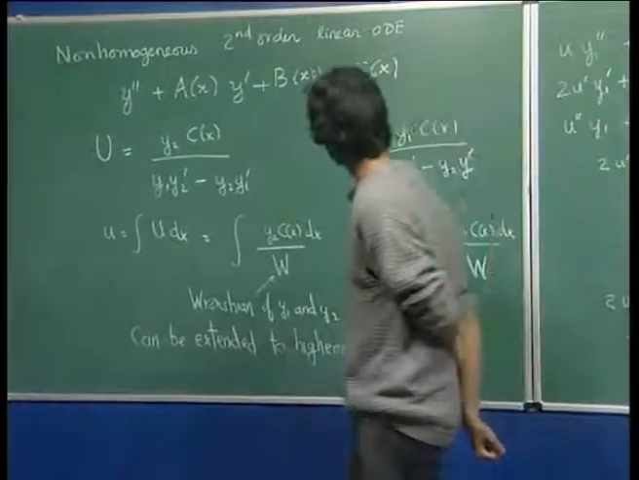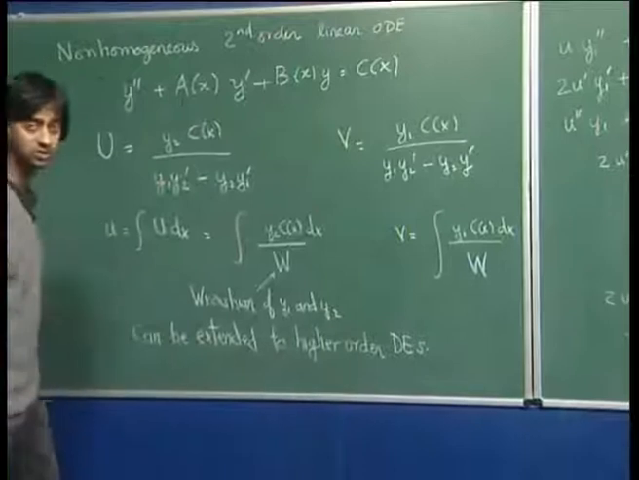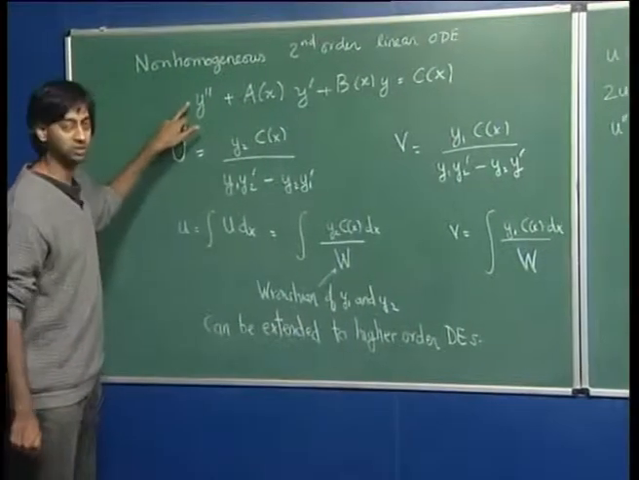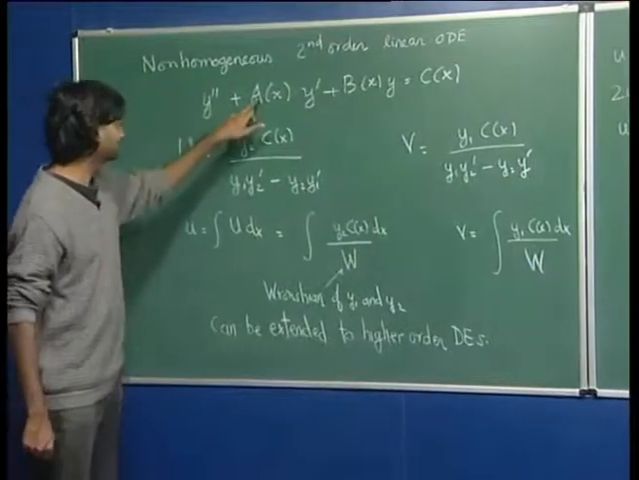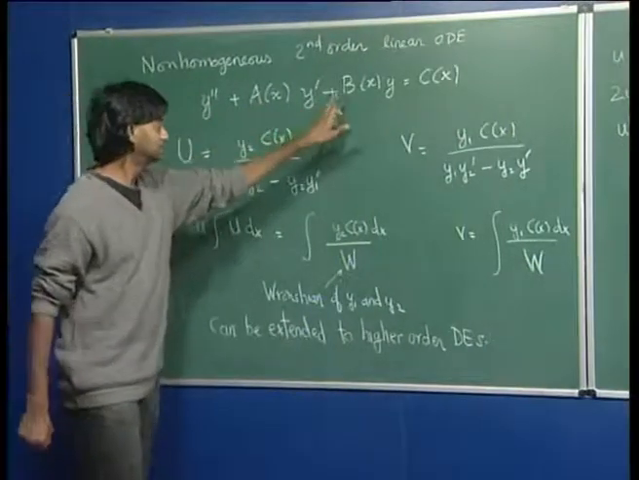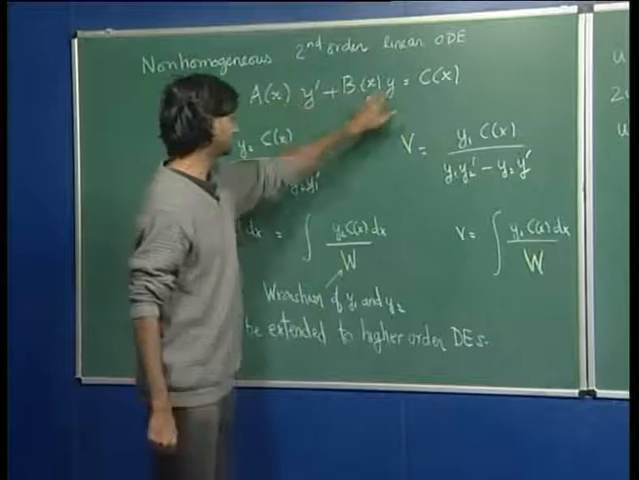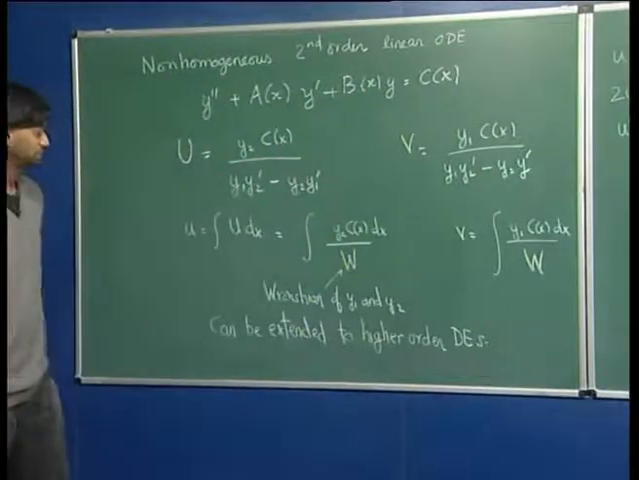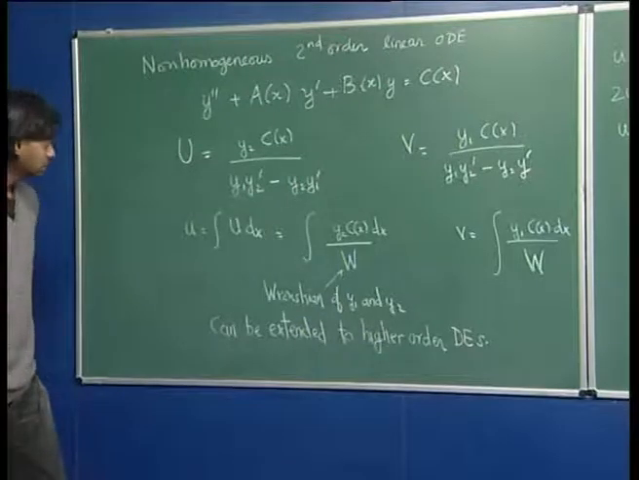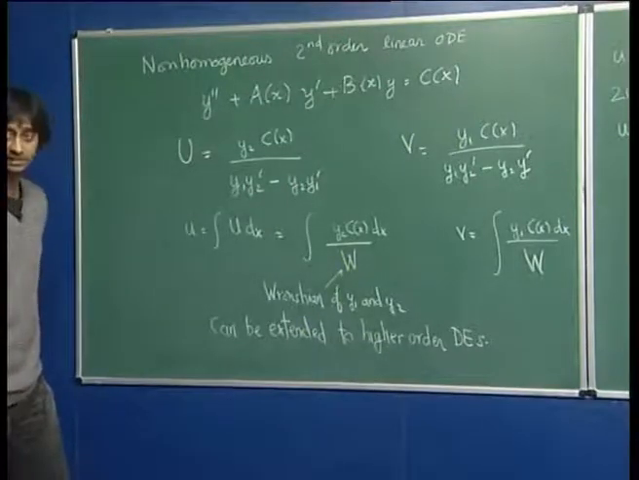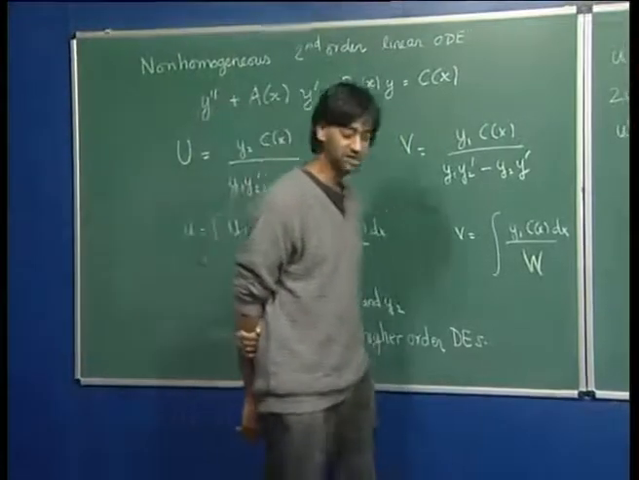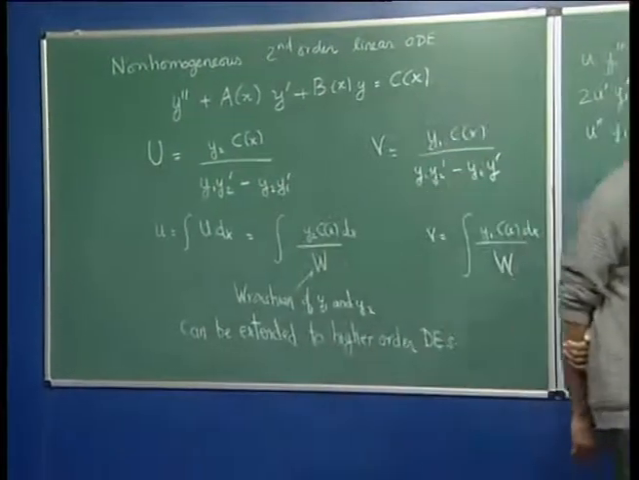Okay. Now, in case you had equations of the Euler-Cauchy form, where you had x square y double prime plus x y prime plus some constant times y, then you could use x raised to m as a solution. Okay. So, those are very specific cases, but is there a general way to solve second order differential equations? Okay.